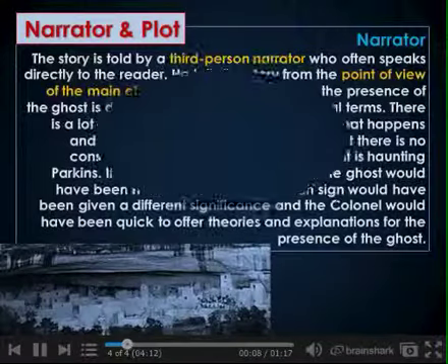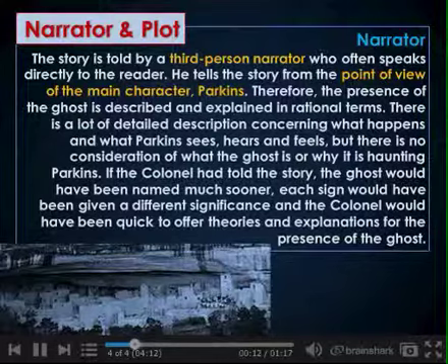Finally, what can we say about the narration of the story? The story is told by a third-person narrator who often speaks directly to the reader. He tells the story from the point of view of the main character, Parkins. Therefore, the presence of the ghost is described and explained in rational terms. Remember, Parkins is the figure of the scientist. There is a lot of detailed description concerning what happens and what Parkins sees, hears, and feels, but there is no consideration whatsoever of what the ghost is or why it is haunting Parkins.